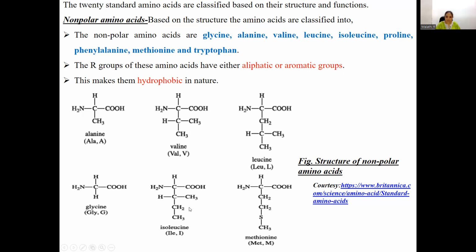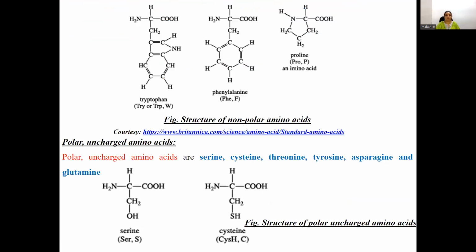In the case of isoleucine, CH3, CH2, CH3, and H. In the case of methionine, CH2, CH2, S, CH3. Since S is there, methionine is a sulfur containing amino acid. So methionine is one of the sulfur containing amino acids. All these amino acids fall under the category of non-polar amino acids.